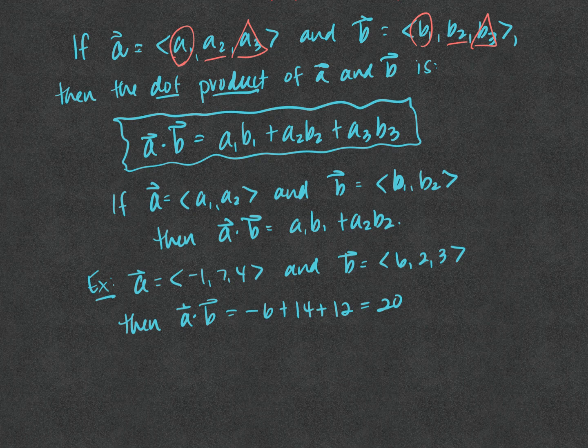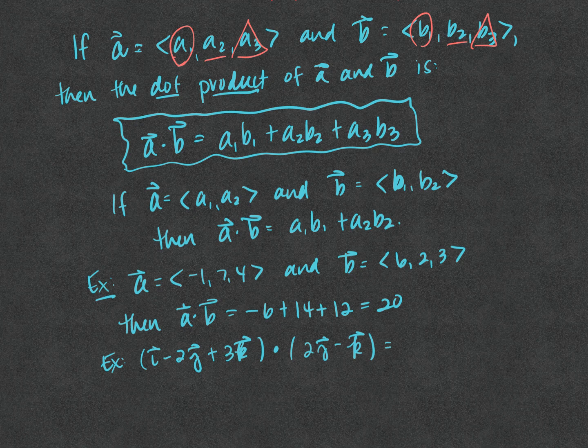Let's do another example. Let's use the ijk notation. So let's say we have i minus 2j plus 3k, dot, and let's skip the vector notation to define it, 2j minus k.